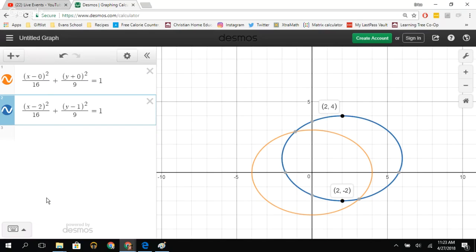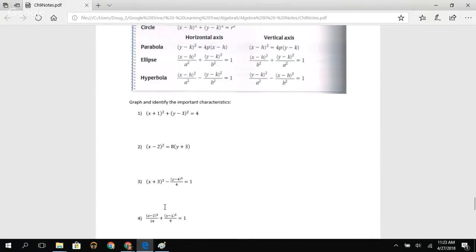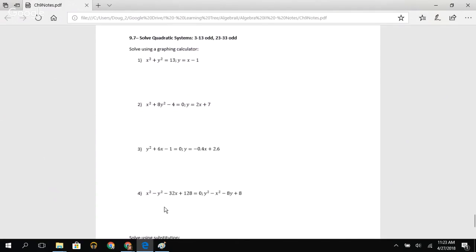Okay, and then the last section is solving quadratic systems. So let's talk about that. Again, we're going to be pretty graphing heavy with this, so this is a perfect section for it. If you have these quadratic systems, so if you have a circle, parabola, ellipse, hyperbola, and you want to solve the system, the easiest way to solve the system is actually going to be by graphing.